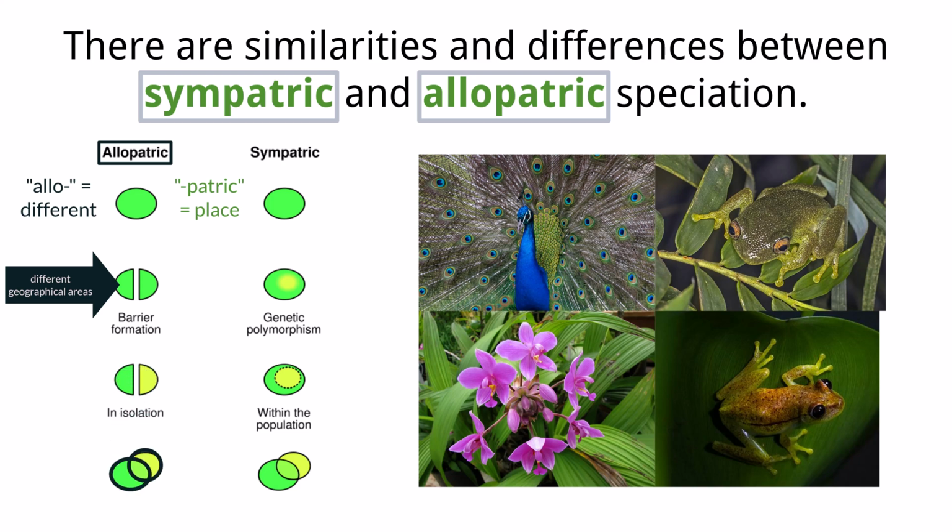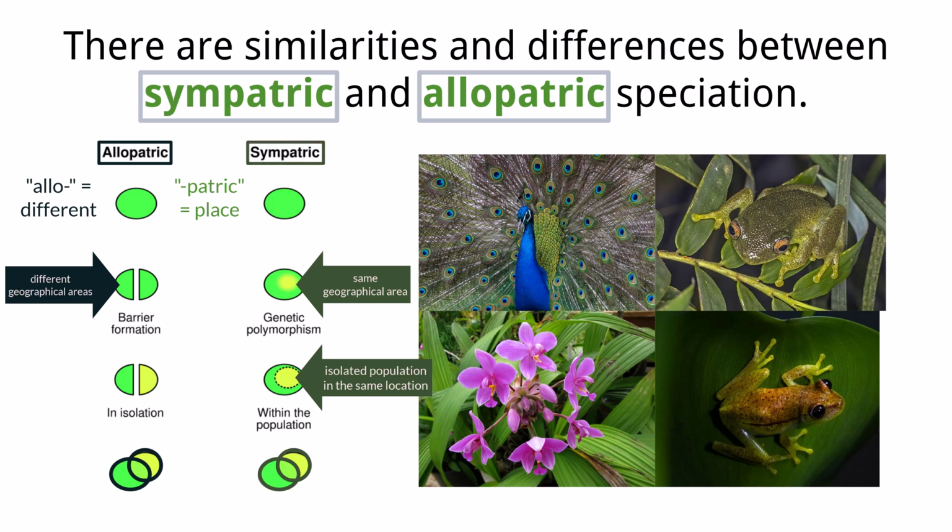On the other hand, a population of species living together in one geographical area could split into two populations that do not interbreed. If they remain reproductively isolated, the populations could diverge to form separate species. This is called sympatric speciation. The prefix sym means same, and again patric means place. Sympatric speciation means same place, and therefore means that one population diverges into two separate species while living in the same place.